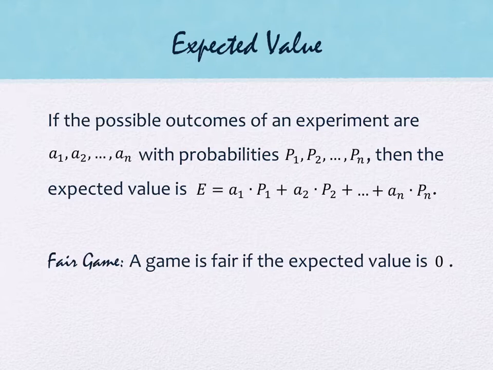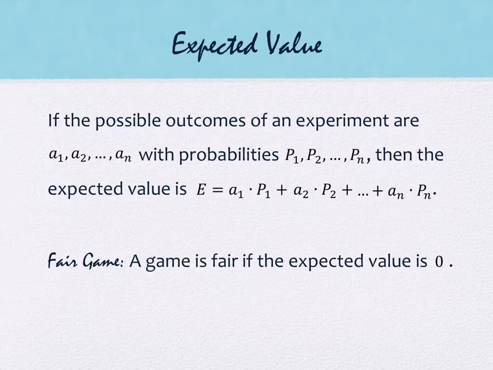And going along with it, we have a corresponding definition of a fair game. In a fair game, we have an expected value of 0. So when we create that expected value statement and compute it, it ends up being 0. We're going to do an example of this, and I'm going to show you a couple different examples.